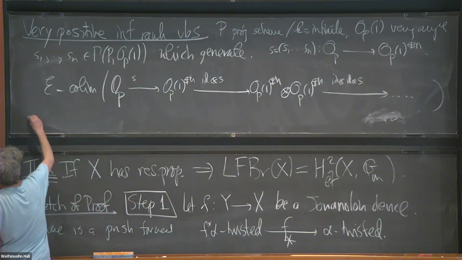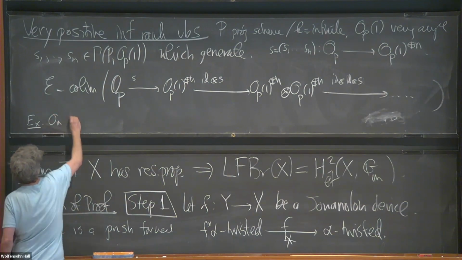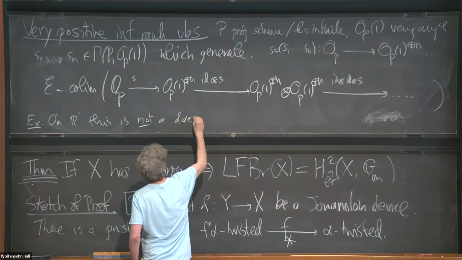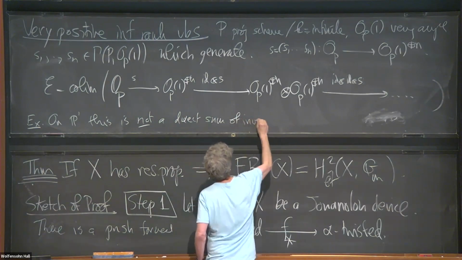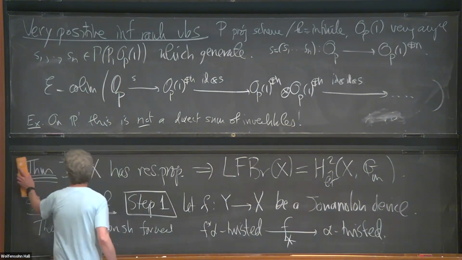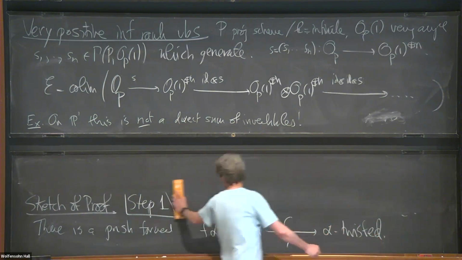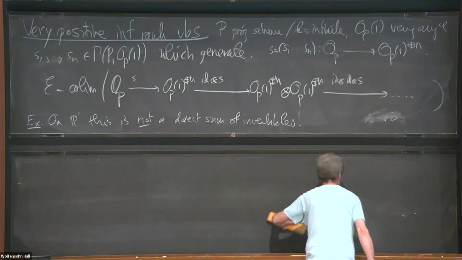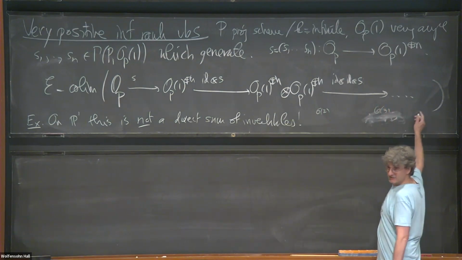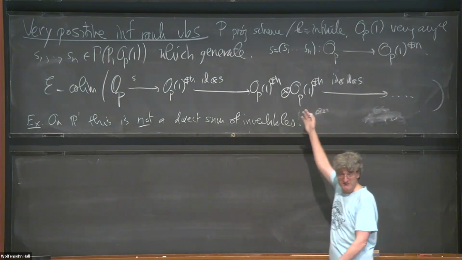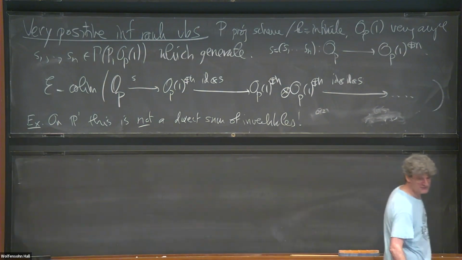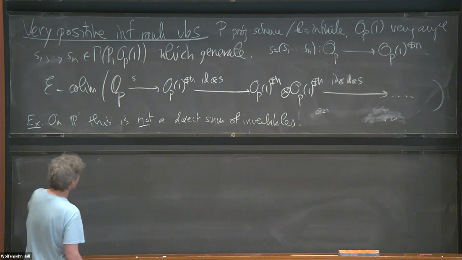So actually, interesting. For example, on P1, this is not a direct sum of invertibles. Right, because here you get all O(2)s, and here you get all O(3)s. Any map from this thing to a coherent module is zero, except for a coherent module supported on points. Yeah, okay. It's really fun.